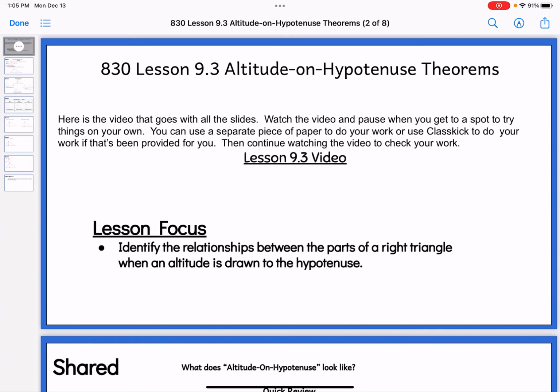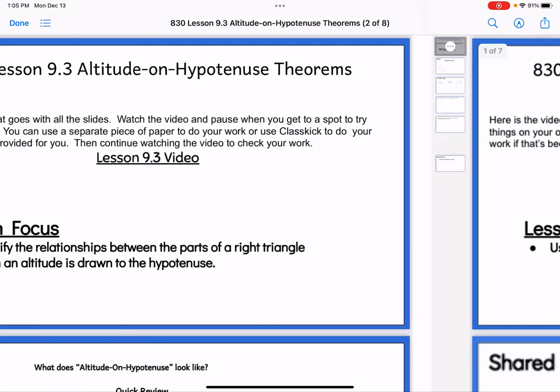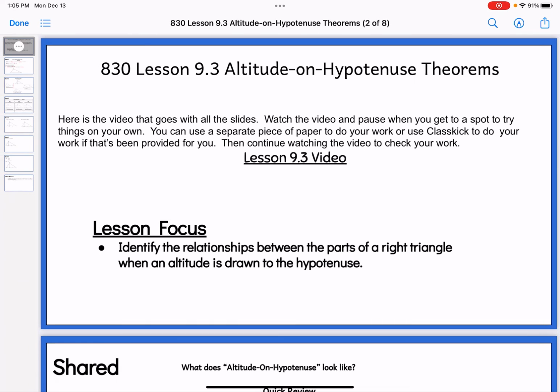So our next lesson in chapter 9 is called the altitude on hypotenuse theorem. Sorry, we are skipping 9.2, which deals a lot with circles, which we're going to do a whole chapter on in chapter 10. So we're just going right on to 9.3.